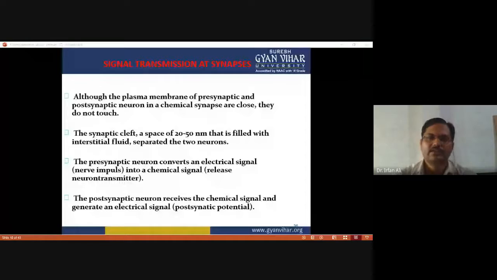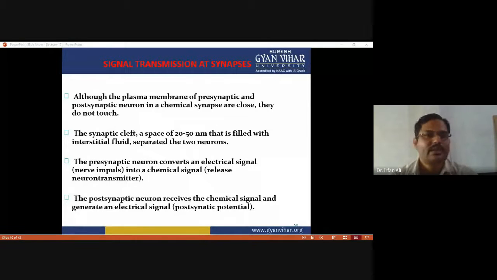Now, how does signal transmission take place at the synapse site? Although the plasma membranes of the presynaptic and postsynaptic neurons in a chemical synapse are close, they do not touch. The synaptic cleft is a space of 20 to 50 nanometers filled with interstitial fluid that separates the neurons. The presynaptic neuron converts an electrical signal, that is, a nerve impulse, into a chemical signal with the help of the release of neurotransmitter.